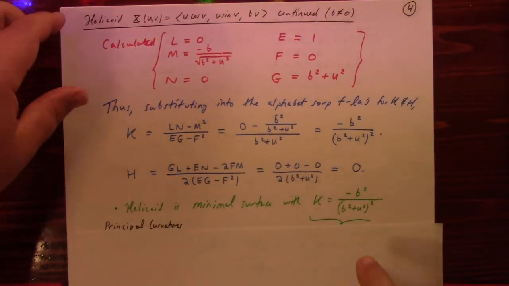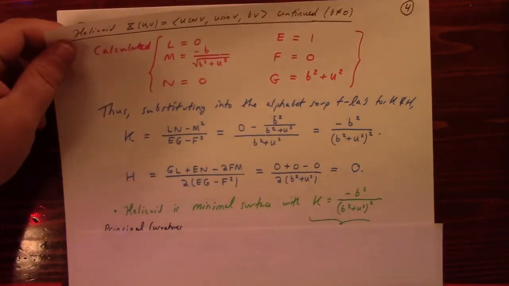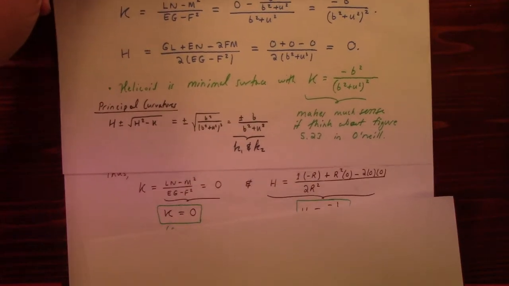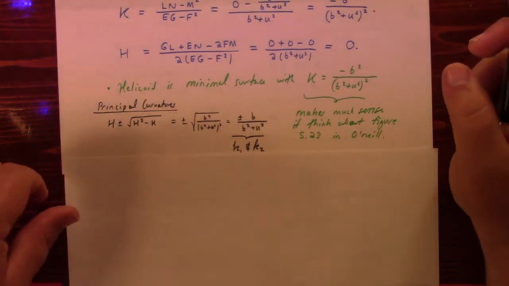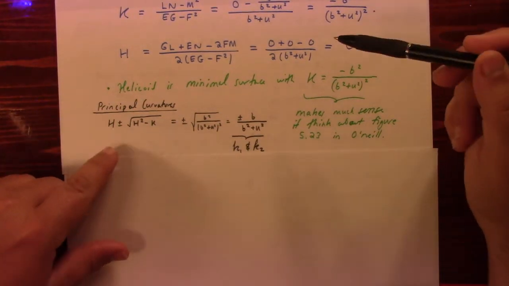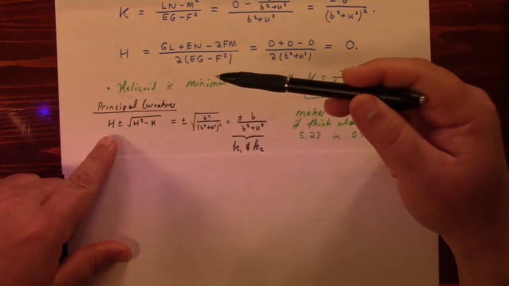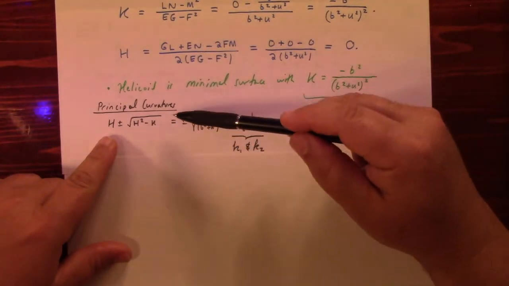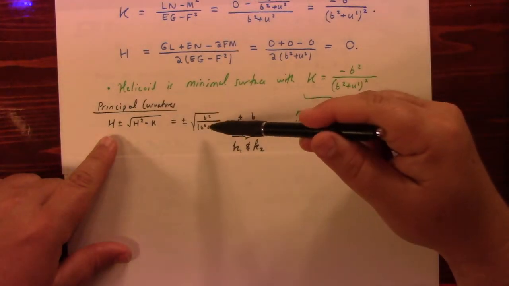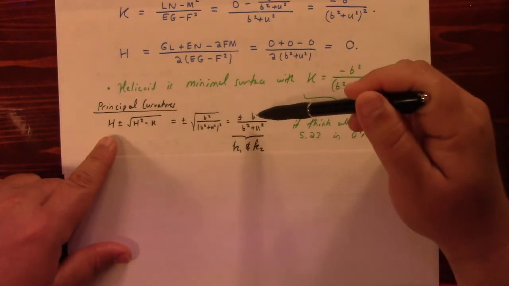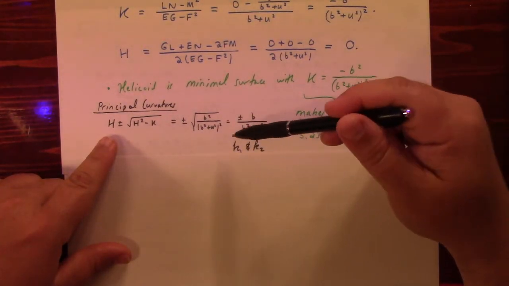And what are the principal curvatures? Well, we can use the other formula we found for principal curvature a second ago, right? Now that we know the Gaussian curvature and the mean curvature, I know that H plus or minus the square root of H squared minus K gives me k1 and k2. So since H is 0, this just simplifies to the square root of minus K, plus or minus. The minus cancels the minus, and we get the square root of b squared over, so it's the square root of a square, which just gives us plus or minus b over b squared plus u squared. So there you go. Those are the principal curvatures.